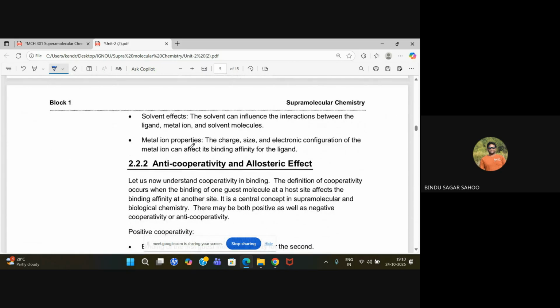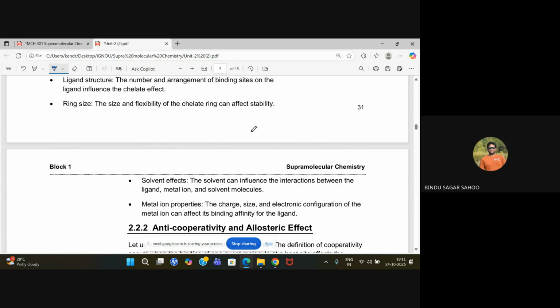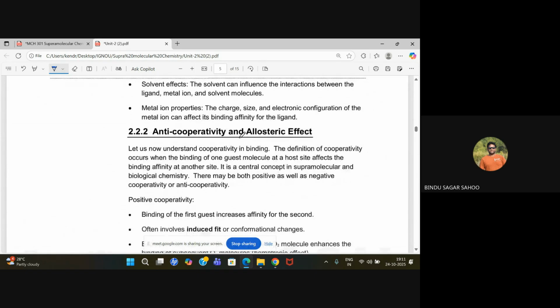Then another thing is the metal ion properties. Definitely the metal should have a greater charge to interact with the ligand, because the ligand has electron density. If the metal center has a positive charge environment, it can more easily interact with the ligand. So the metal should have a greater positive charge density that can interact with the negative ligand. So the next point is that all these are cooperative effects. That means after the chelation, or after the interaction of metal and ligand, the complex stability gradually increases. So in the next part we will discuss the anti-cooperative effect.